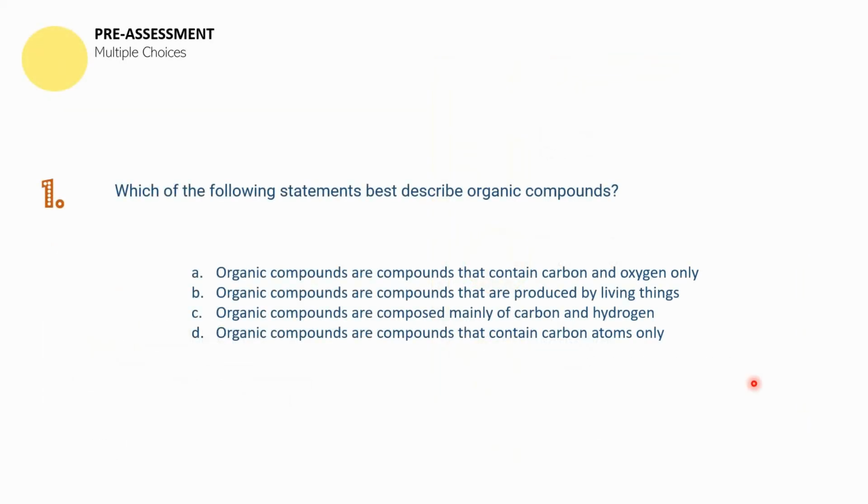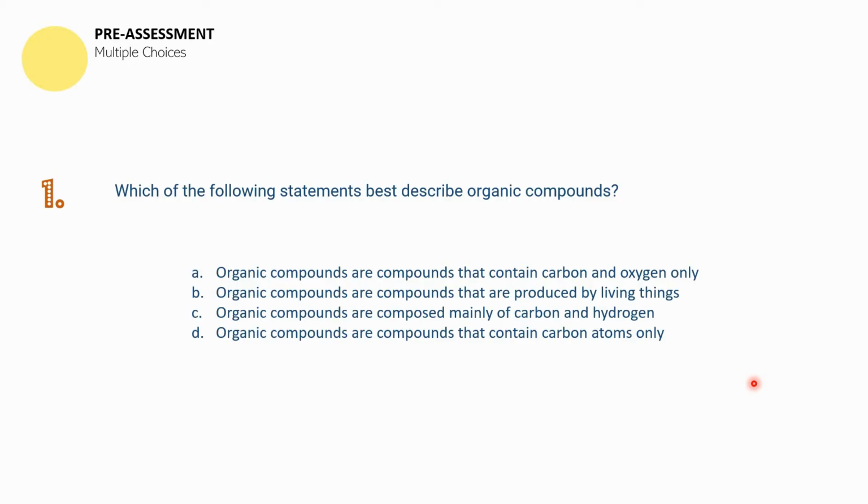Question number 1: Which of the following statements best describes organic compounds? A, organic compounds are compounds that contain carbon and oxygen only. B, organic compounds are compounds that are produced by living things. C, organic compounds are composed mainly of carbon and hydrogen. D, organic compounds are compounds that contain carbon atoms only. You may pause this video to get more time.